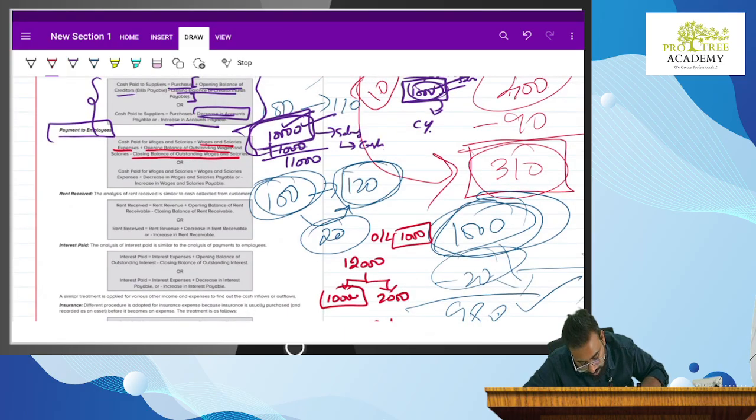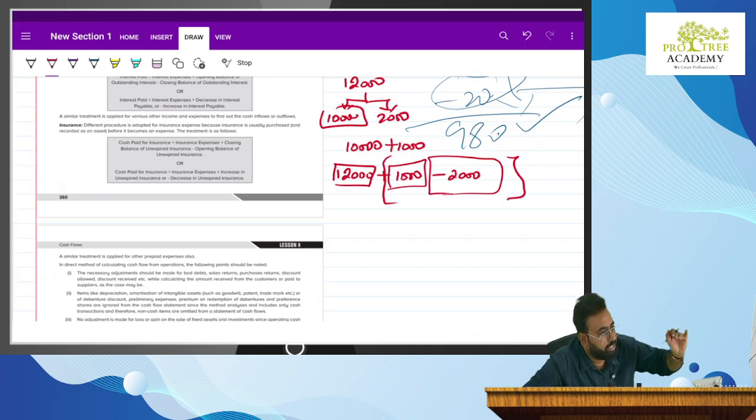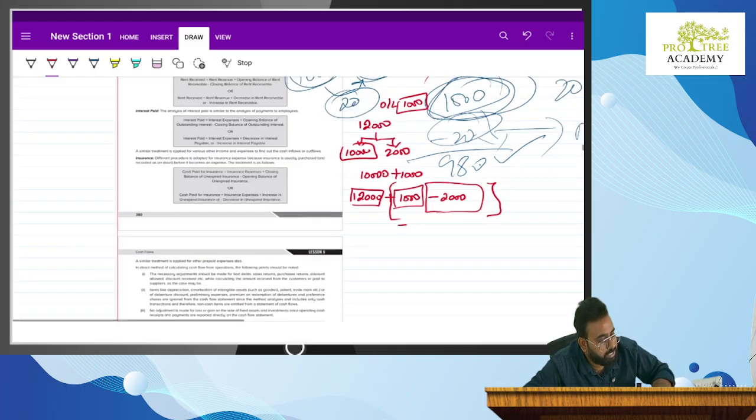One more formula, sir. Wages and salary expenses plus decrease in wages and salary payable or increase in wages and salary payable. Simple, sir. Same again. If you put bracket here, you are getting increase or decrease, correct or no? You are getting increase or decrease, yes or no? Decrease, then minus; increase, then plus.